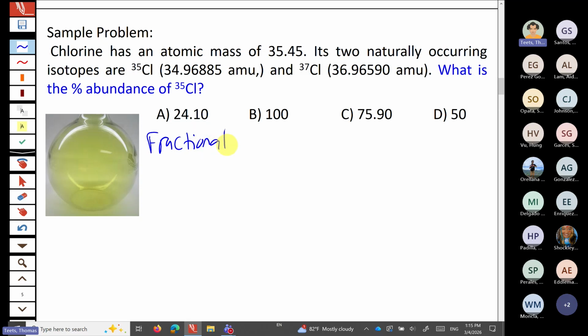And just to make things simple, we're going to call the fractional abundance of the 35 isotope, which is what we're looking for, X. And then the second unknown, which is the fractional abundance of the other one.